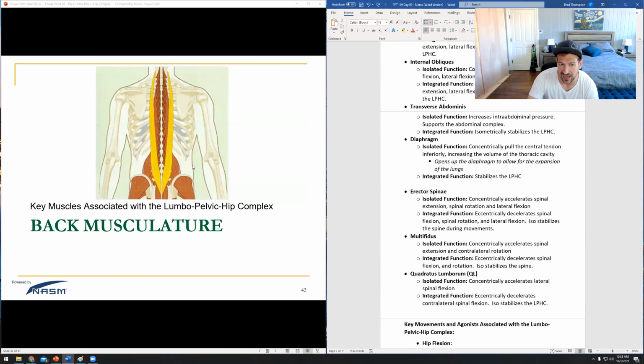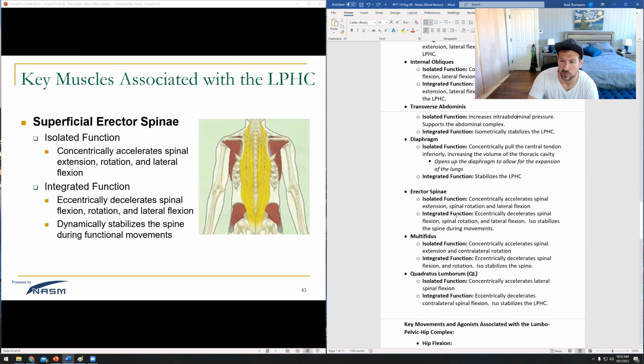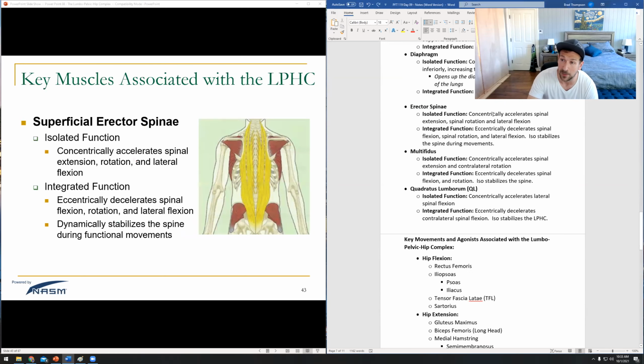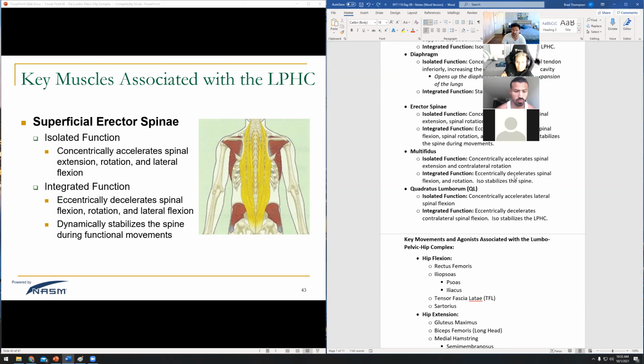Moving to the back side, we've got the erector spinae. This is the opposite of the rectus abdominis. This is a spinal mover, not a spinal stabilizer. So when you think about somebody who says, oh, I have low back pain, they're like, oh, you need to strengthen your erector spinae.